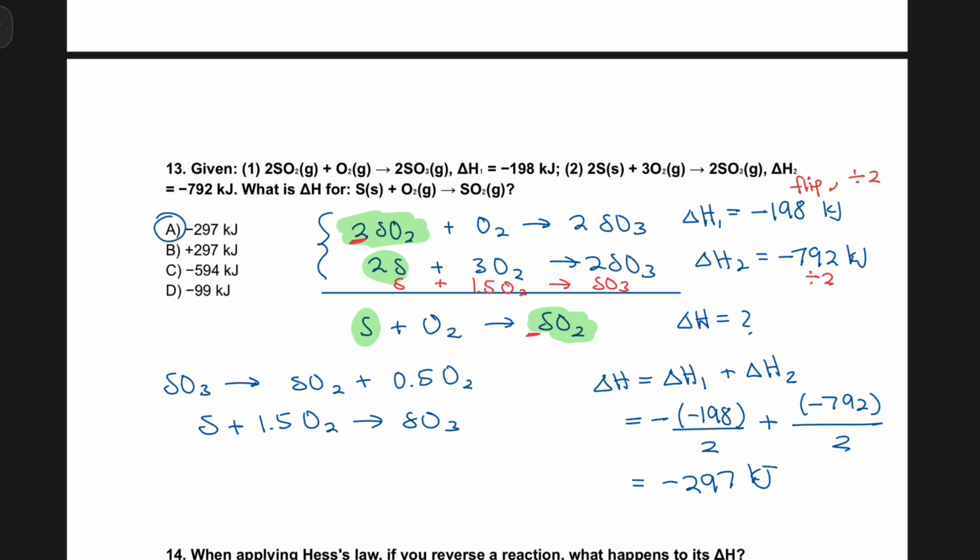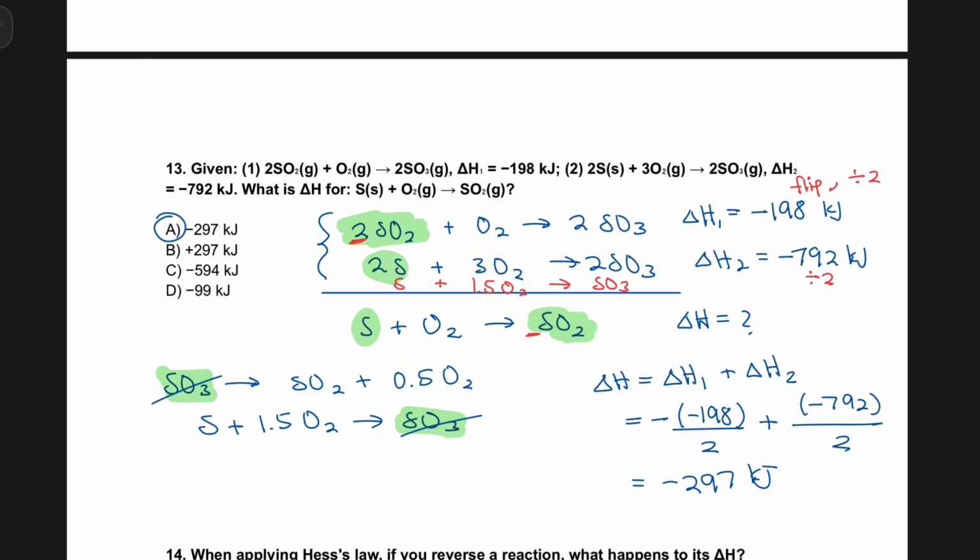So one thing is that when a species, for example, SO3, appears in both formulas but on opposite sides, you can cancel them out. So these will subtract each other out.